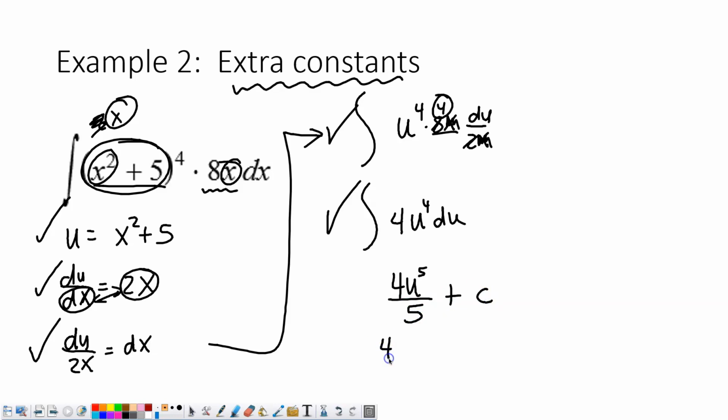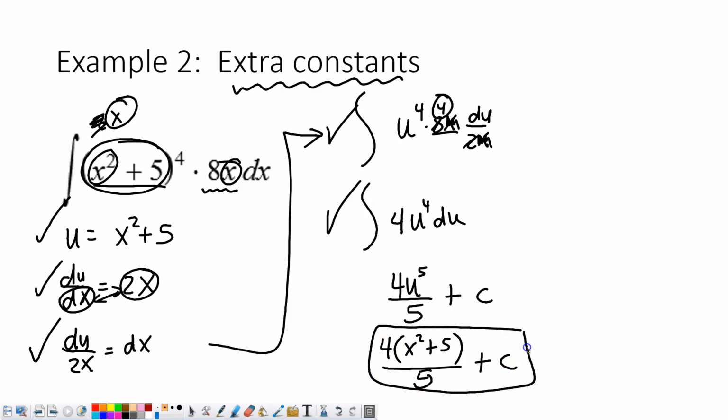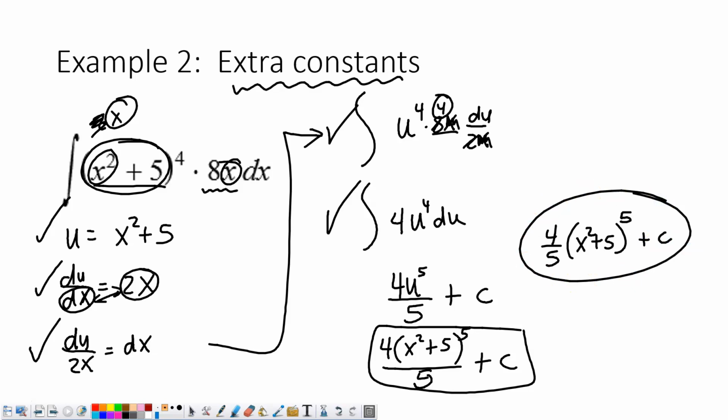Don't forget at the end to replace the u with what u equals. We're good to go, and there's our answer. Once again, yes, you could write this as 4/5 times (x squared plus 5), oh I forgot my power here, (x squared plus 5) to the 5th power plus c. So either one of those are good answers.